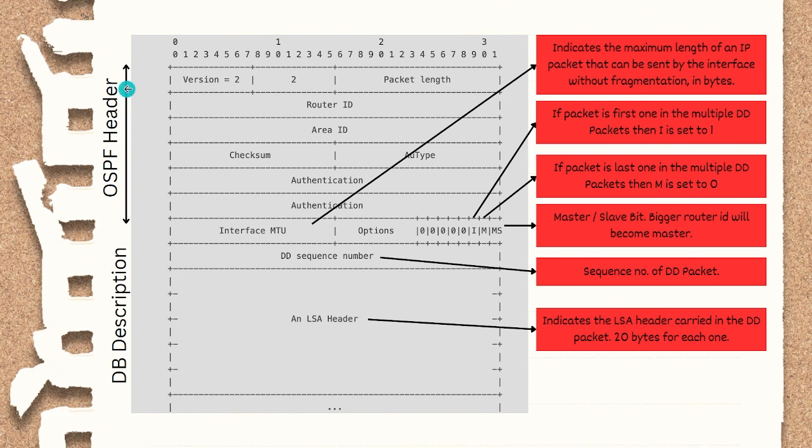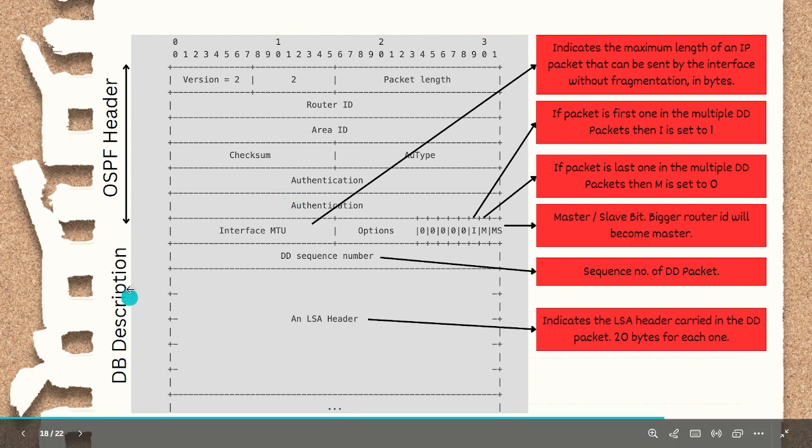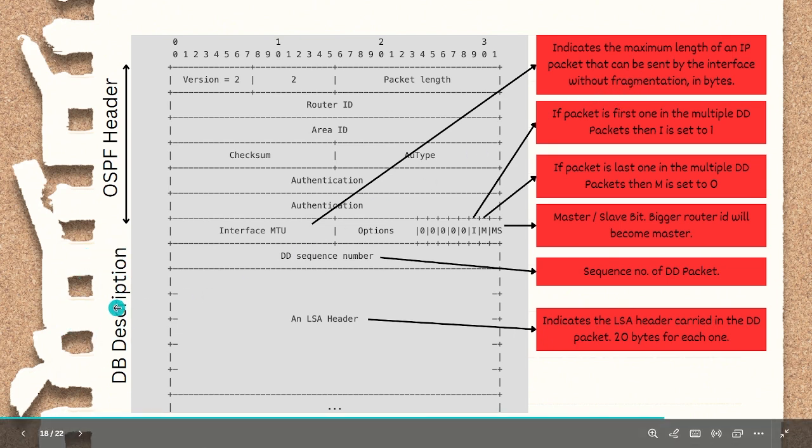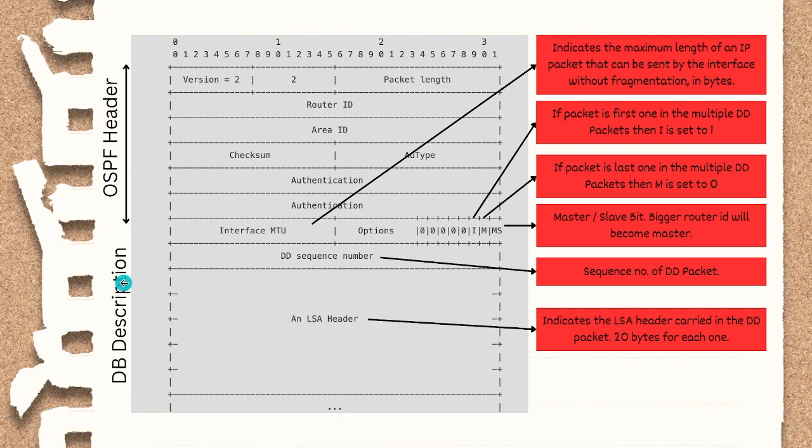So the OSPF header will be the same till the authentication part, and we will see what fields are included for the DB description. The first field is interface MTU, which indicates the maximum length of an IP packet that can be sent by an interface without fragmentation. This is important for the DB description packet because we might not want the packet to be fragmented when the transmission is happening for this DB description. Then we have some option fields and some flags. There are I, M and MS flags. These 3 flags are important.